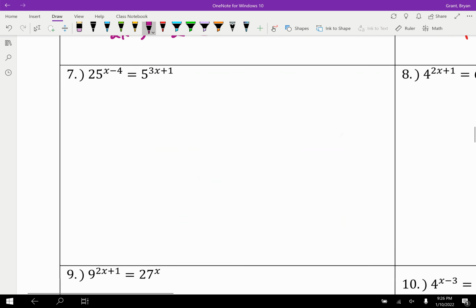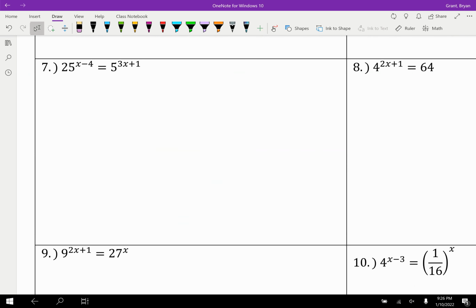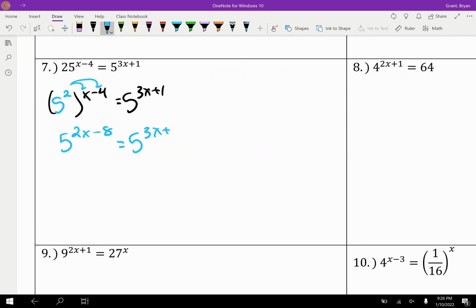Last 2. Oh, no, there's 4 more. I did not realize that. Awkward. All right, 25 we're going to change into 5, because I know 5 to a power is 25. In particular, I think 5 squared is 25. Distribute the 2. We end up with 5 to the 2x minus 8 equals 5 to the 3x plus 1.